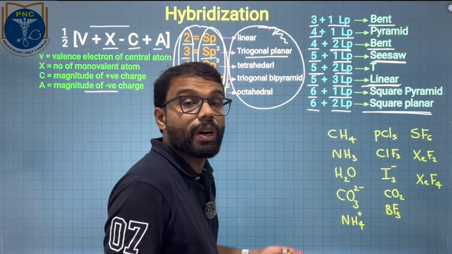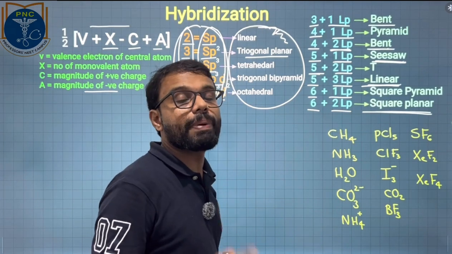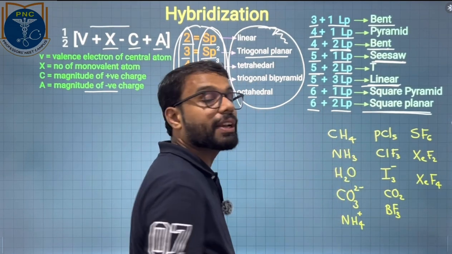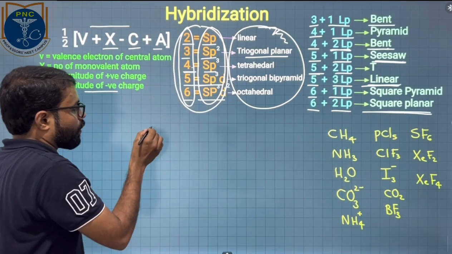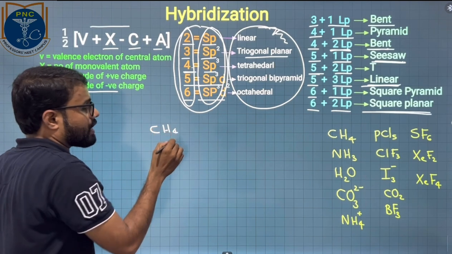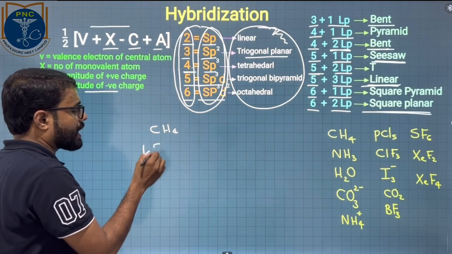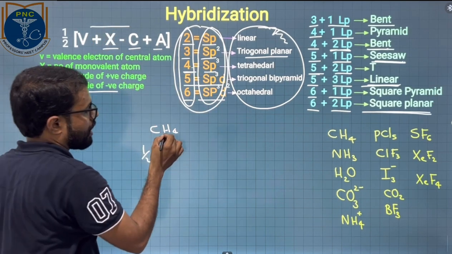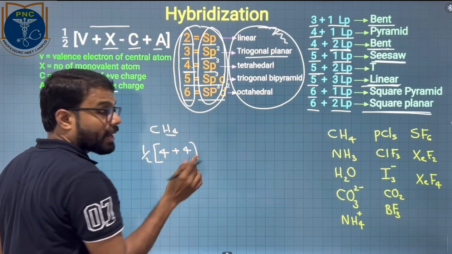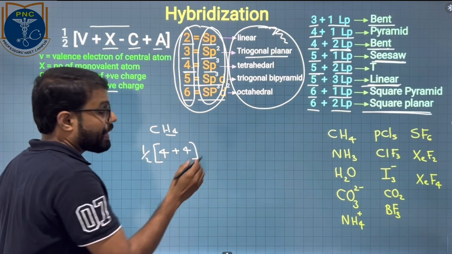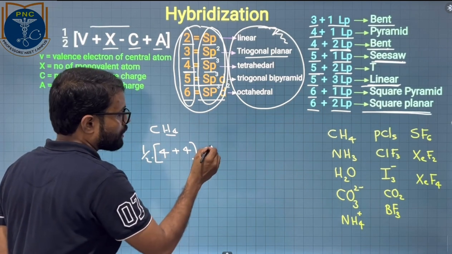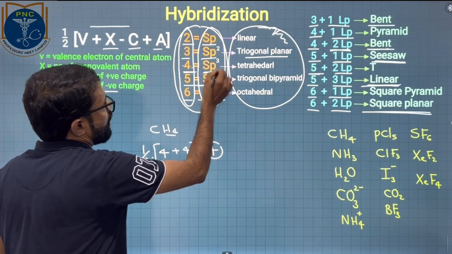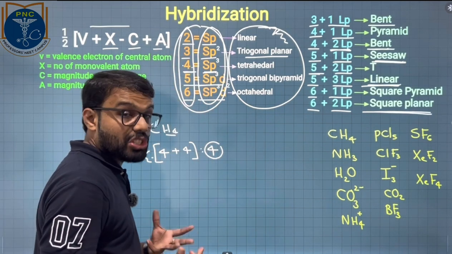Now, how can we know whether the molecule contains lone pair or not? Let's see. Some examples I have given here. First, we can check CH4. In CH4, you can see the central atom is carbon. So, the valence electron of the carbon is 4 plus monovalent atoms X, 4 hydrogens. There is no negative or positive charge. 4 plus 4, 8. 8 by 2, then it will be 4. So we got the number 4. So the hybridization is what? sp3.